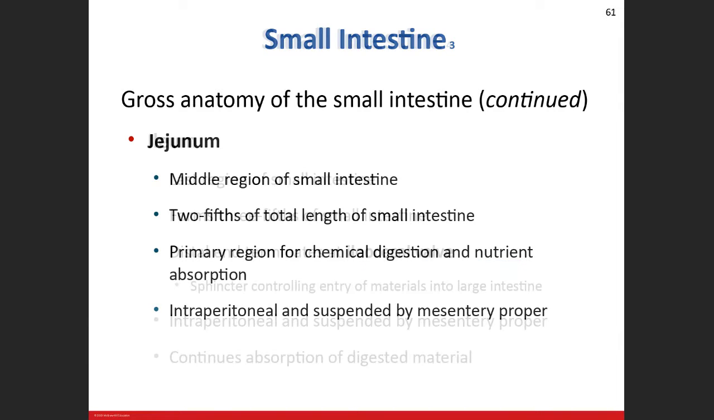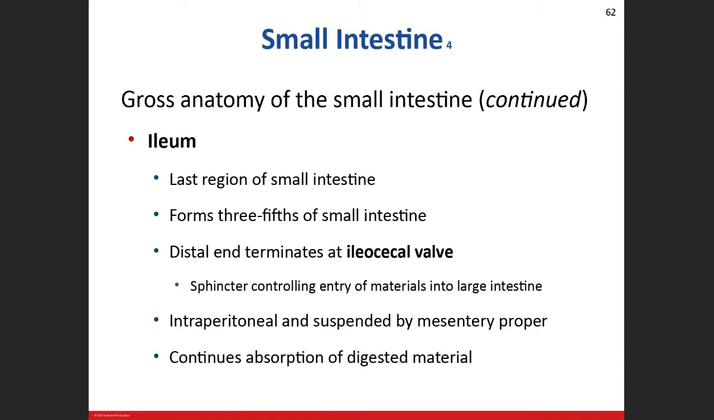And then the final portion of the small intestine is the ileum. This ileum makes up about 60% of your small intestine, and it terminates at the ileocecal valve. This is the valve that allows entry of certain food products into the cecum of the large intestine, and again, we're still going to see the absorption of that digestive material continuing in that area.